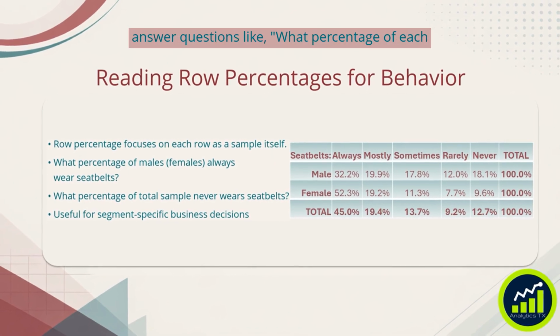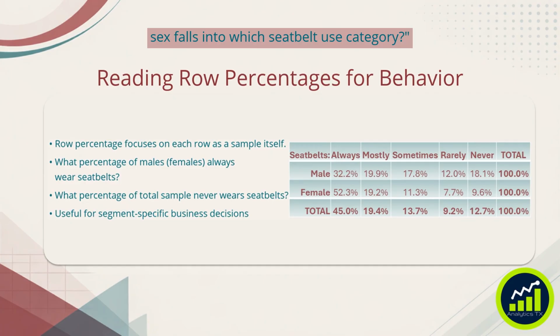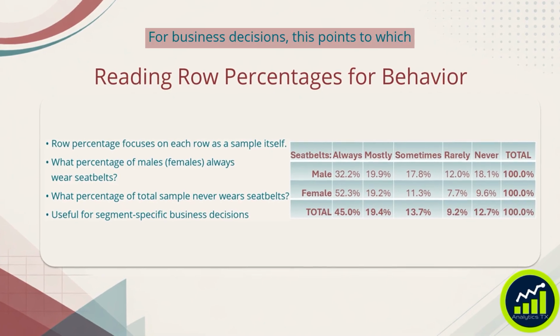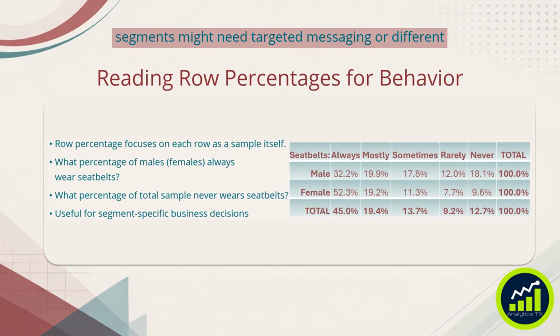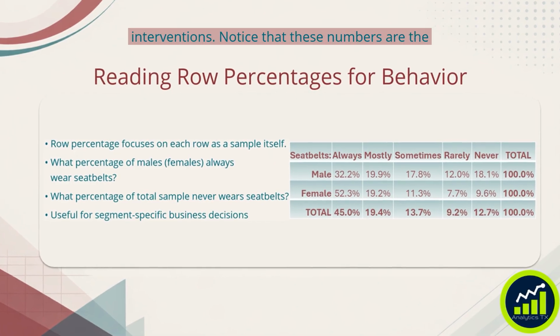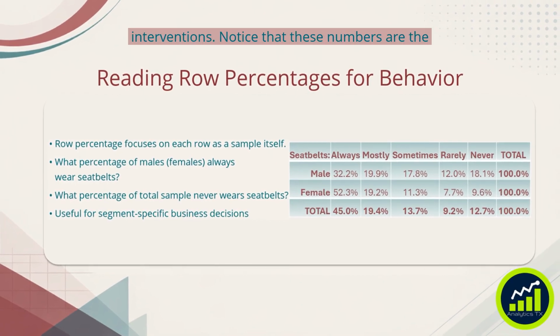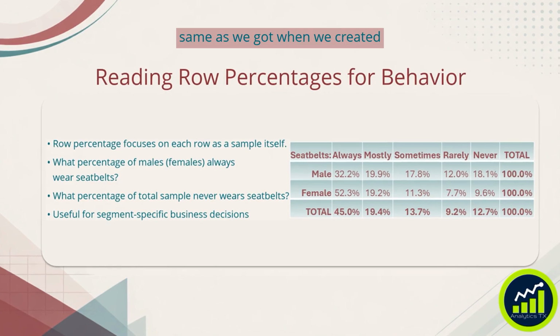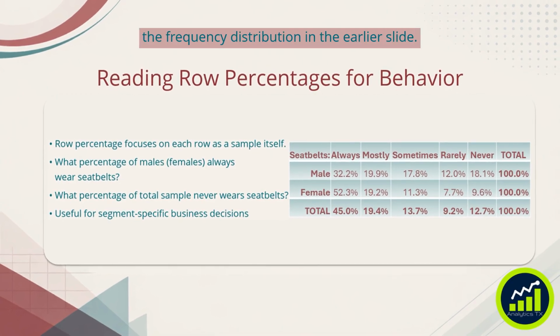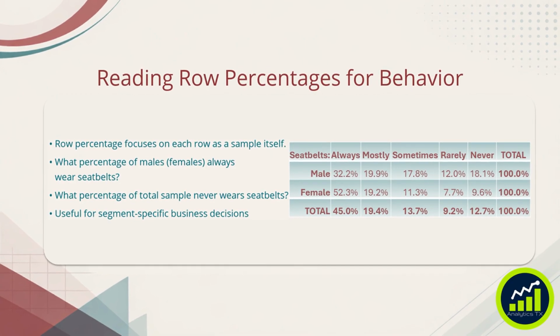Row percentages answer questions like, what percentage of each sex falls into which seatbelt use category? For business decisions, this points to which segments might need targeted messaging or different interventions. Notice that these numbers are the same as we got when we created the frequency distribution in the earlier slide.